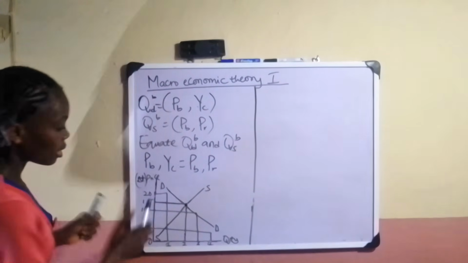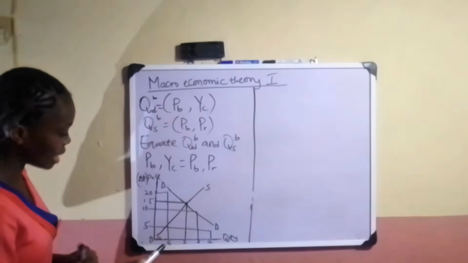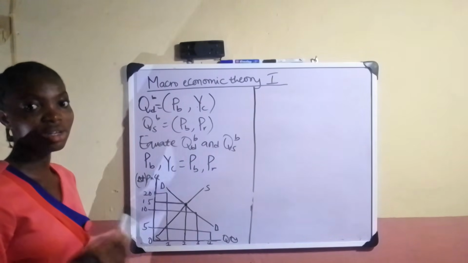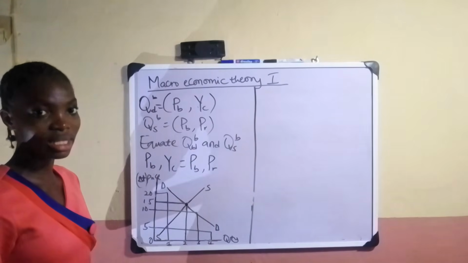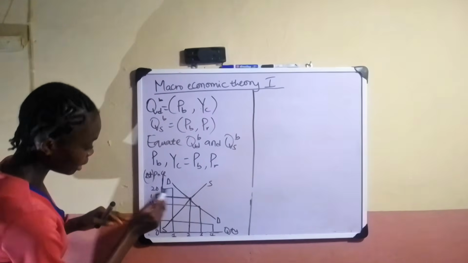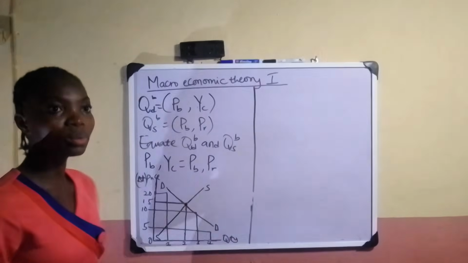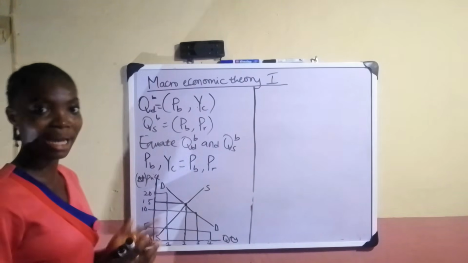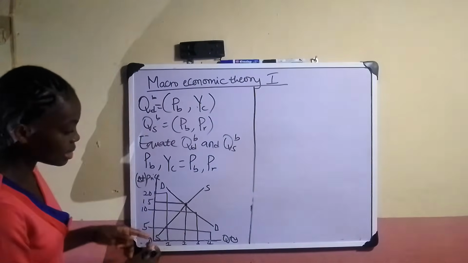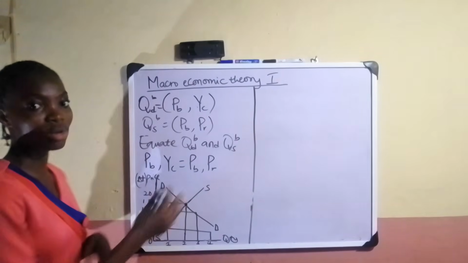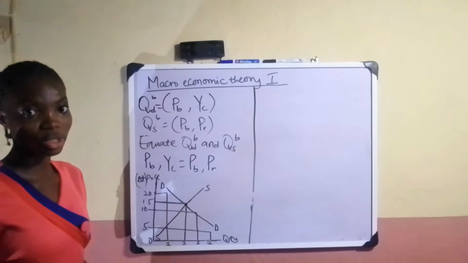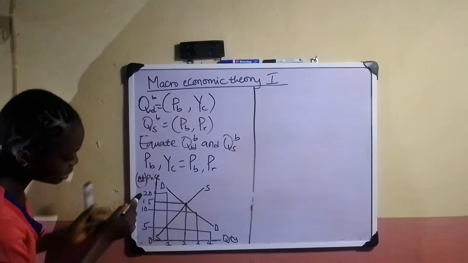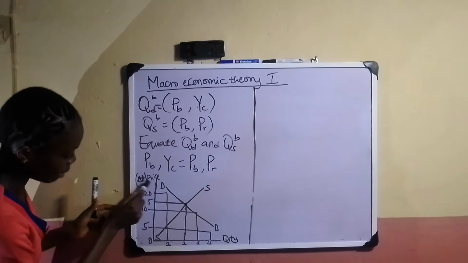So here, this illustration simply shows that the law of demand applies here. That is, when there is an increase in price, there is a decrease in the quantity demanded. Here, our demand curve slopes downwards from left to right, which shows an inverse relationship between demand and price, whereas the supply curve, as you can see, slopes upwards from left to right, which shows a positive relationship between supply and price.